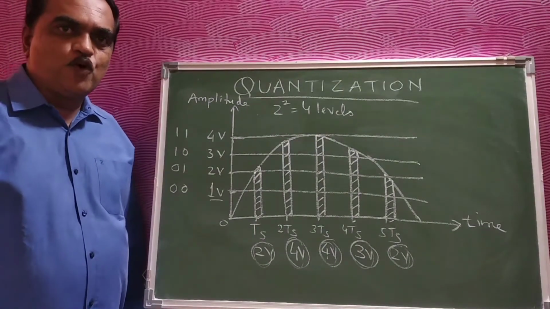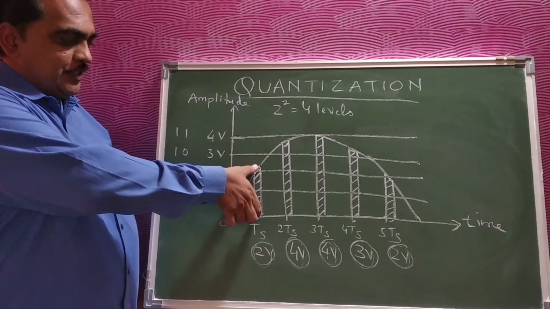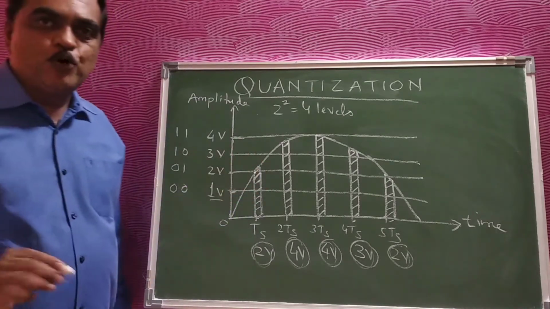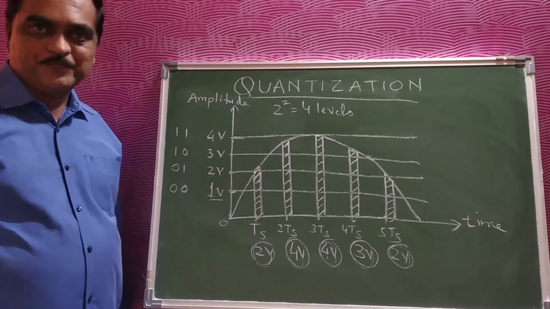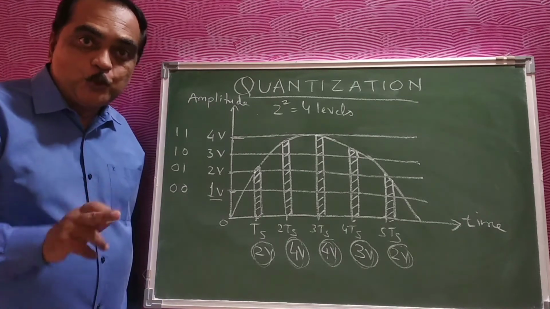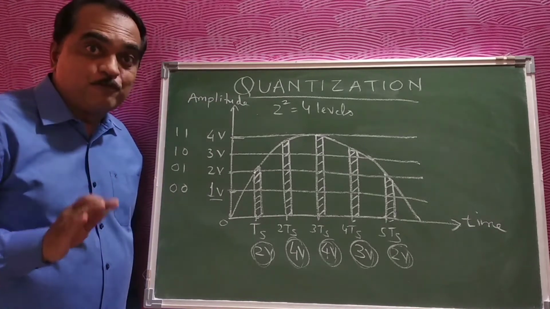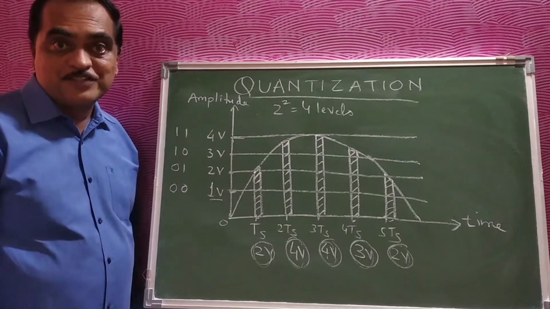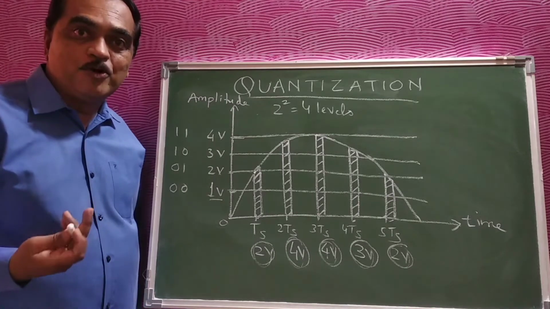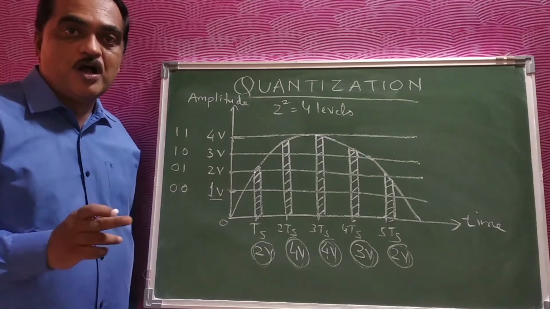Now here, students, if you want to see what the quantization error was, this amplitude was around 2.2 volt, and that 2.2 volt we have taken as 2 volt standard. Now there is a difference of 0.2 volt. That difference of 0.2 volt is called quantization error. If you want to minimize this type of quantization error, then you have to increase the number of levels. But if you increase the number of levels, the number of data bits will increase. Then again we have to speak about bandwidth, that will also increase. So you have to compromise. You have to see your system and then decide about it.